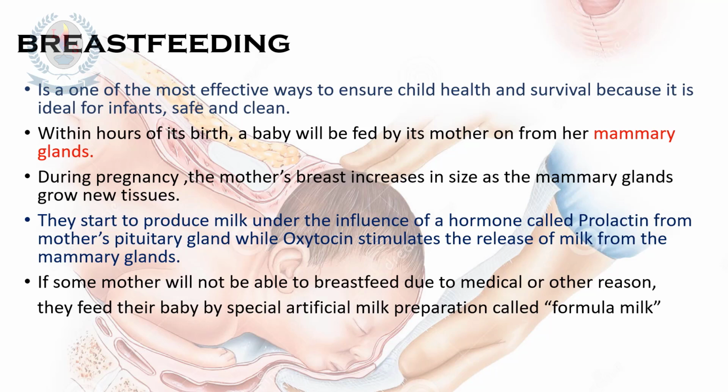Another hormone called oxytocin stimulates the release of milk from the mammary glands. So the production of milk is carried out by the hormone prolactin, while the release of milk from the mammary glands is carried out by the hormone oxytocin. Is that clear? There are 2 functions.